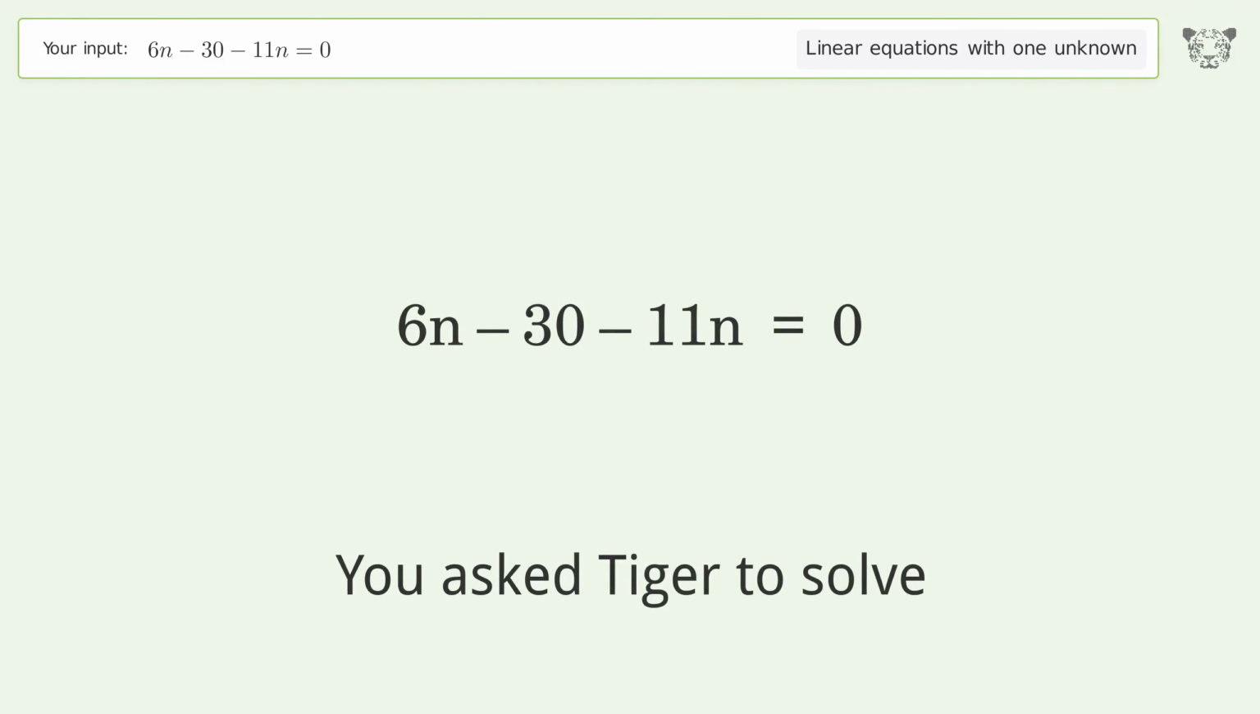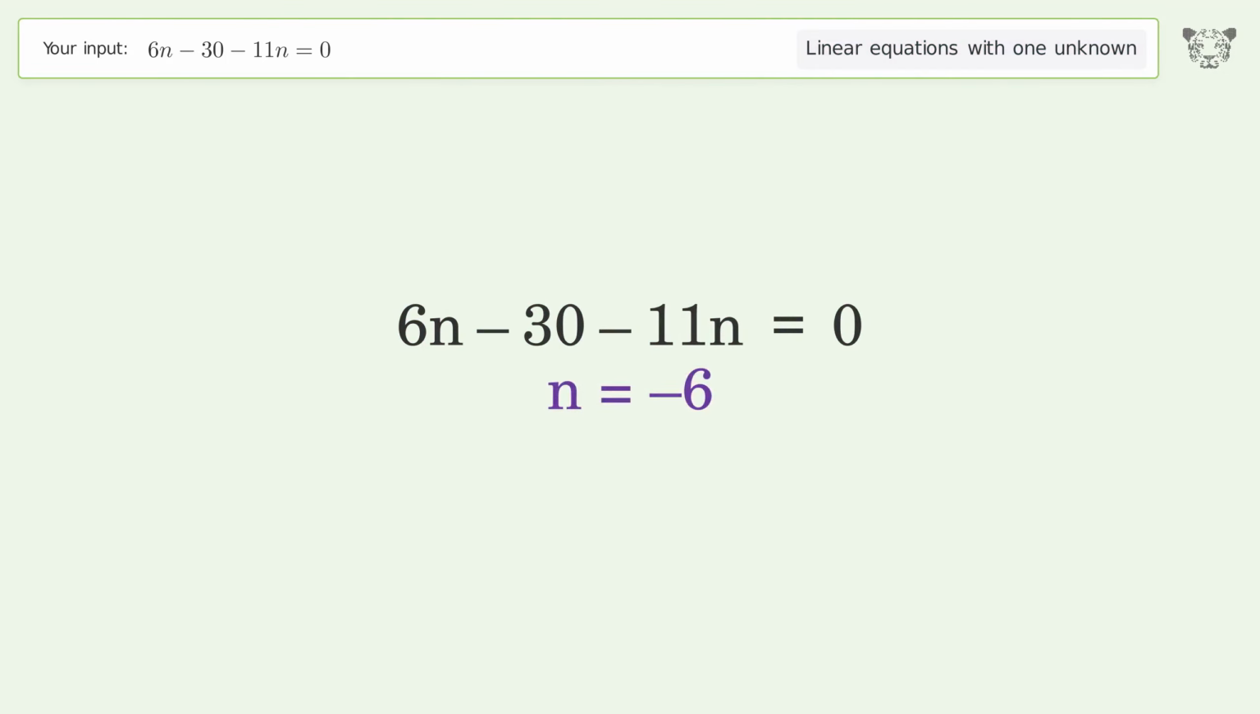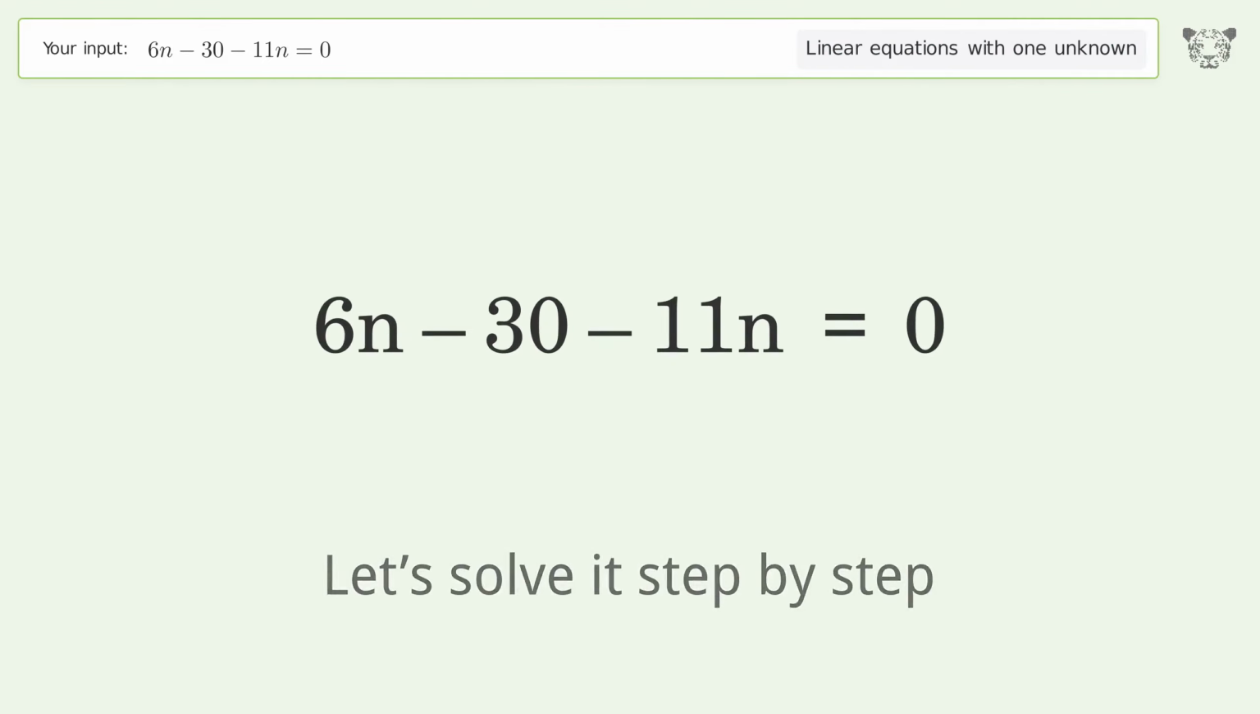You ask Tiger to solve. This deals with linear equations with one unknown. The final result is n equals negative 6. Let's solve it step by step.